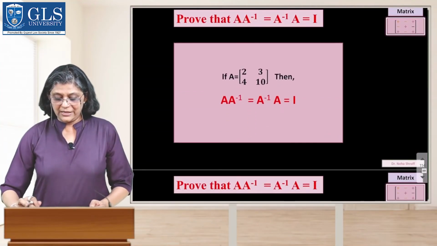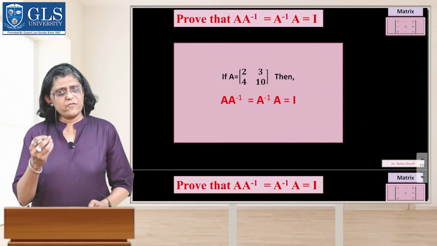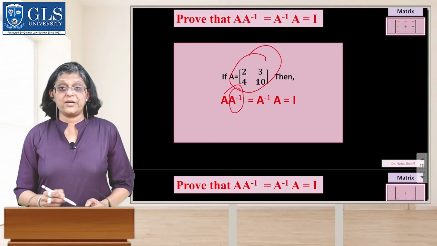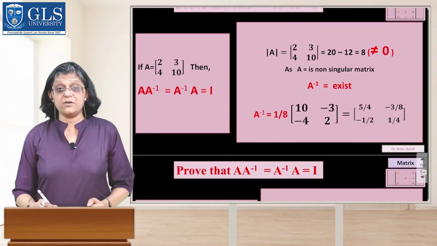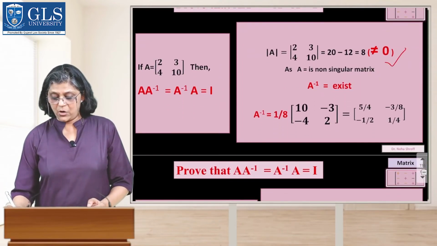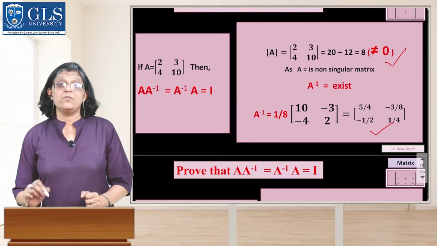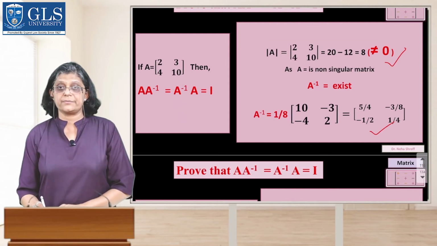To prove that A into A inverse is equal to A inverse into A is equal to I, a very small example we will take. This is my A matrix. I need to first find out my A inverse. We found out A inverse. For A inverse, again we have determinant not equal to 0, non-singular, and if I multiply with the determinant and the adjoint, I get A inverse.